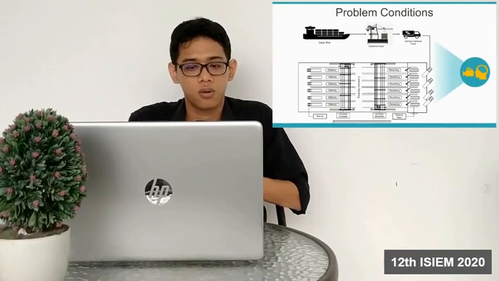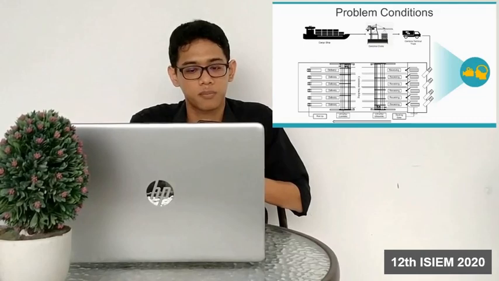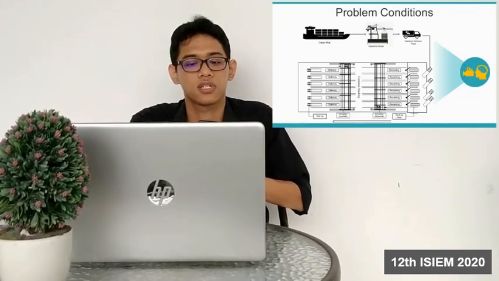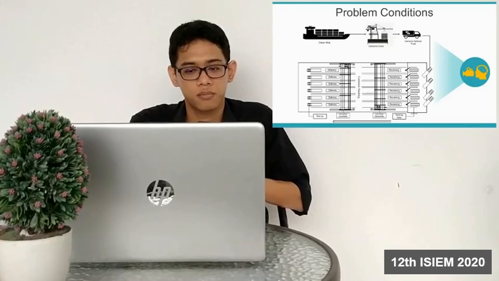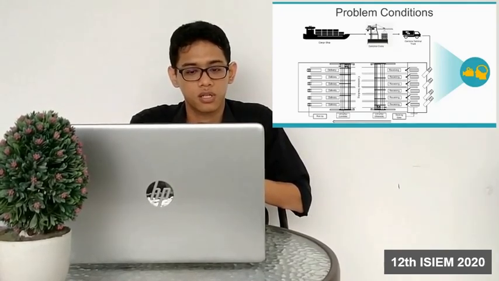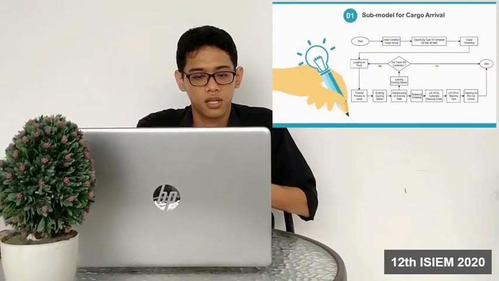This is the overall picture for the whole system, starting from incoming ships, unloading by cranes, transfer by truck, entering container yard until getting out of it. The complex system must be divided into several submodels to make it easier to understand the details.